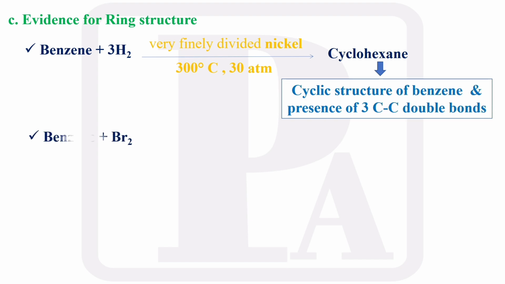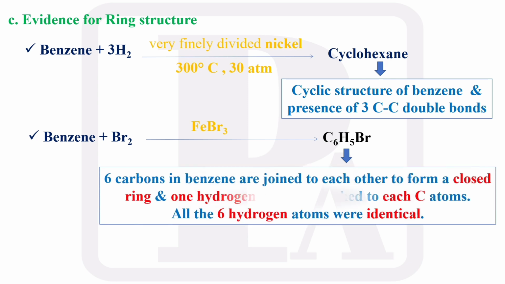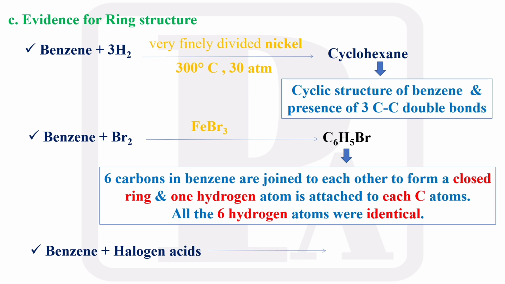And when benzene is treated with bromine in the presence of FeBr3, it forms bromobenzene. So this product indicates that the 6 carbons in benzene are joined together to form a closed ring, and 1 hydrogen atom is attached to 1 carbon atom, and all the 6 hydrogen atoms are identical. And already we have seen it will not react with the halogen acids. So these 3 reactions indicate that it is having a ring structure. So that's all about the analytical and synthetic evidence. Next class we'll see other evidences.